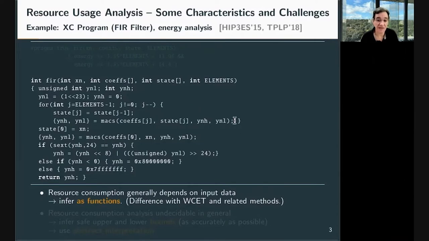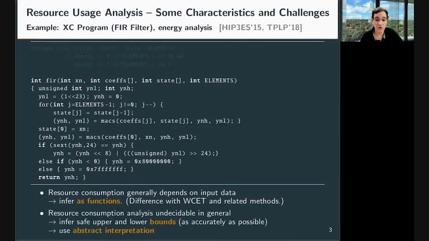In this case, the key is the size of elements, which is in this case an integer, but it could be an array or a list or anything else. The inference of functions as opposed to values is one difference with classical worst case execution time analysis and related methods. Now, of course, this sort of resource consumption analysis is undecidable in general, so we have to resort to approximations.